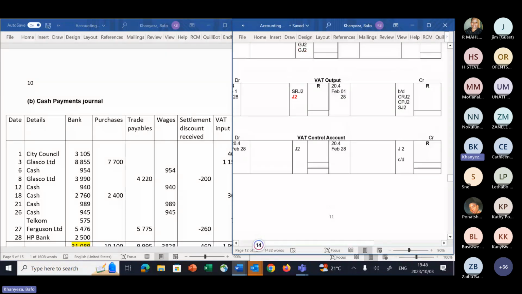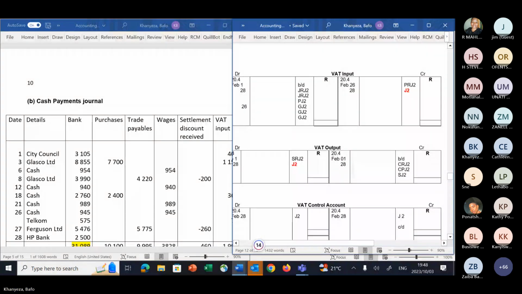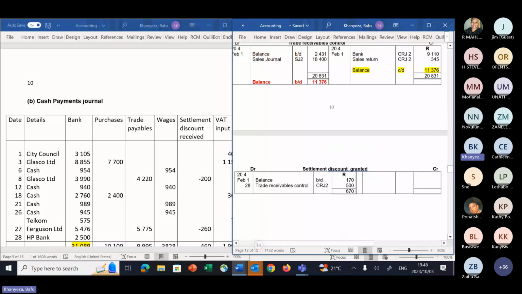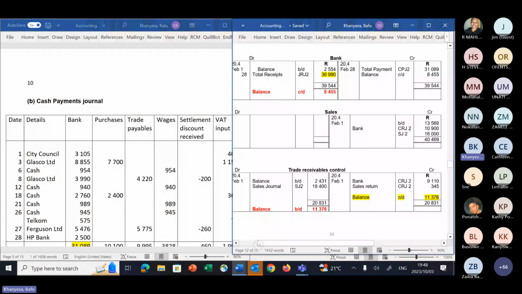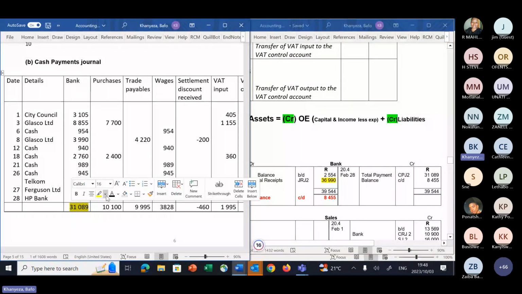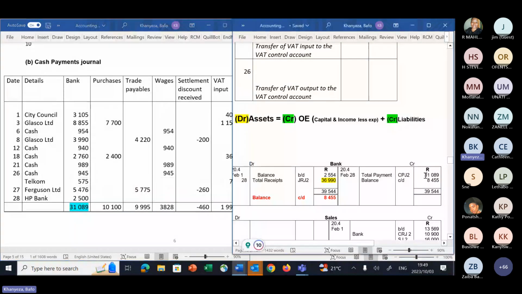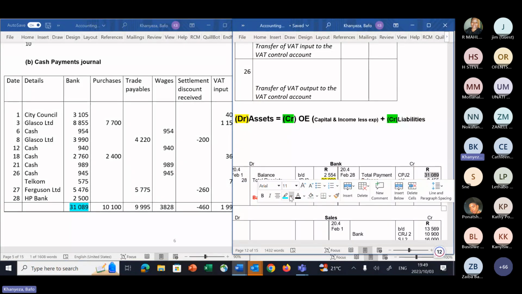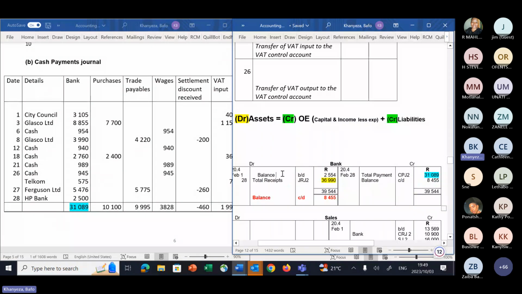In the cash payments journal, this 31089. Let me color it somewhat differently so that you can see. 31089. And also, please send me an email so that I can remind my colleagues, because they were supposed to provide the self-assessment, and I couldn't see it today, so that I can source it during the day tomorrow.